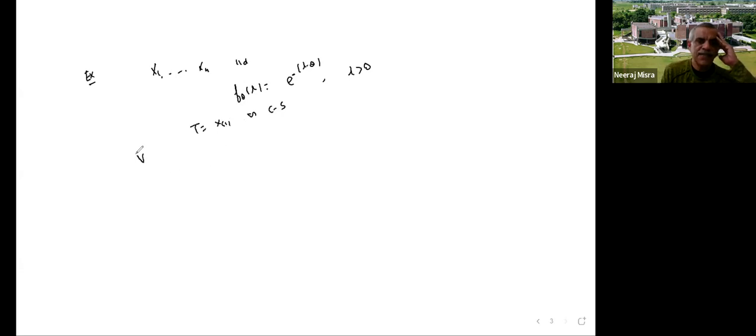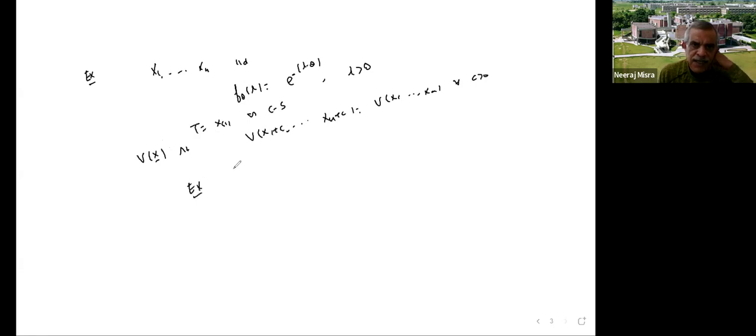Any statistic of the type V(X) such that V(X1 plus c, ..., Xn plus c) is the same as V(X1, X2, ..., Xn) for every c would be ancillary, right? Examples of such statistics could be T1, which is the summation over i equals 1 to n of (Xi minus X bar) whole square, right? Because if you add c, that c gets added in X bar, c gets cancelled, and you remain the same. So it is ancillary. Is that okay?